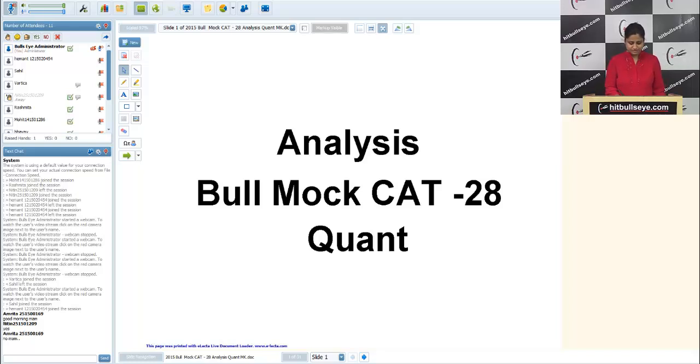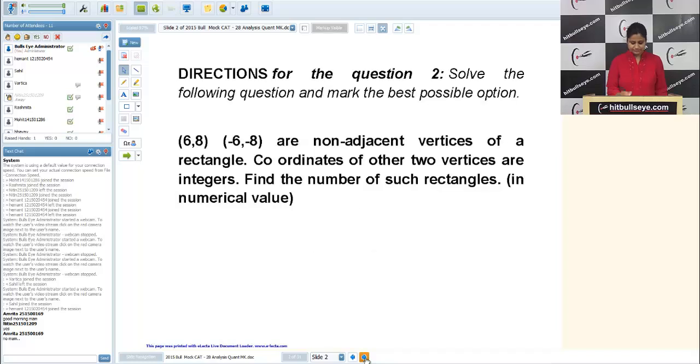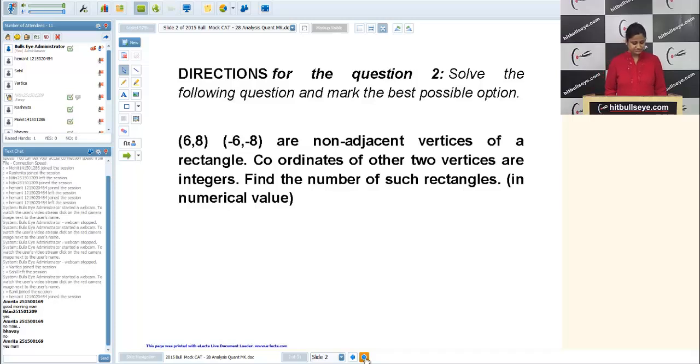Okay, let us start. Paper was difficult. Question number 2. Any problem in this question? Yes, guys. Any problem in this question? Okay, Amrita, let us see.